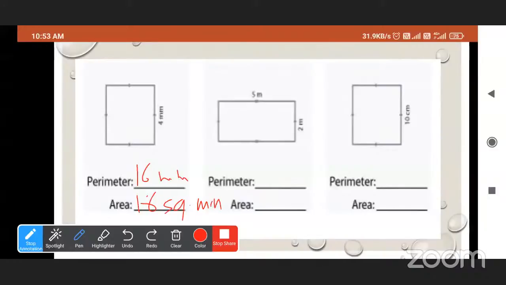You see here, the length is 5 meter and breadth is 2 meters. So what is the perimeter and area?